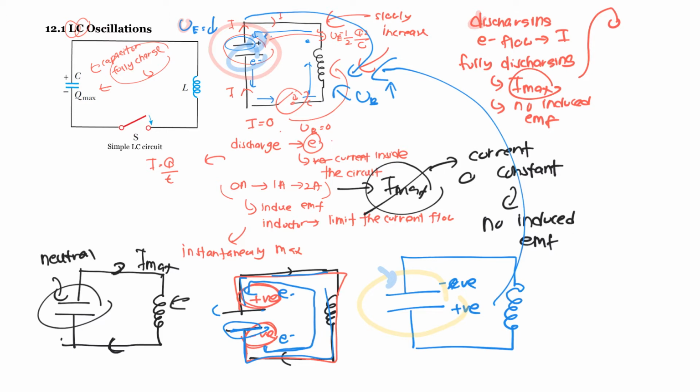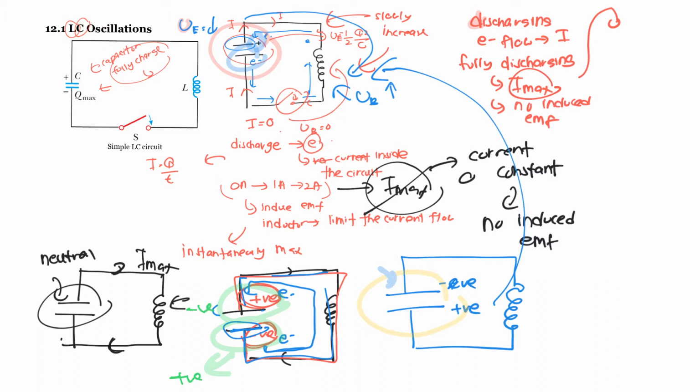Okay, but once it reaches I max, the electrons are going to start charging the capacitor. It means that the electrons are going to flow, leaving the bottom plate of the capacitor and accumulating at the upper plate. So what happens? The bottom plate is going to have more positive value, and the upper plate is going to be negative.